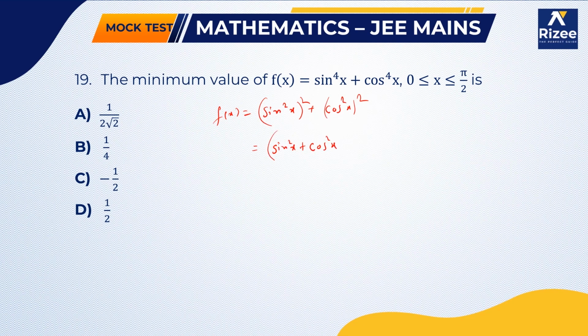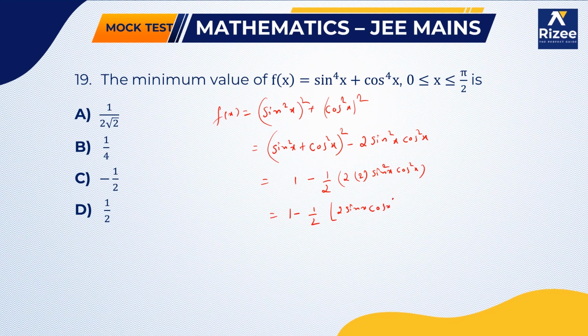By trigonometric identity this value is 1 square, which means 1 minus, I am multiplying and dividing with 2, 2 into 2 sin square x cos square x, 1 minus 1 by 2 into 2 sin x cos x whole square. 2 sin theta cos theta is sin 2 theta, so sin square 2x.